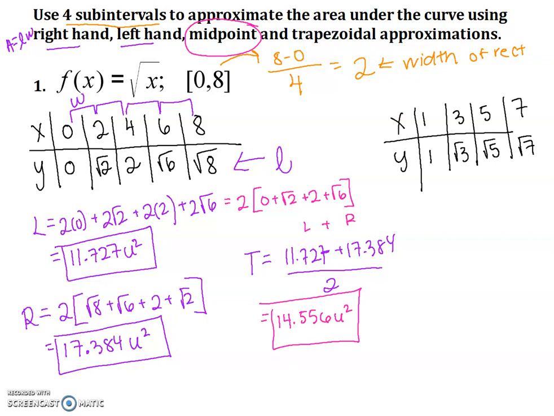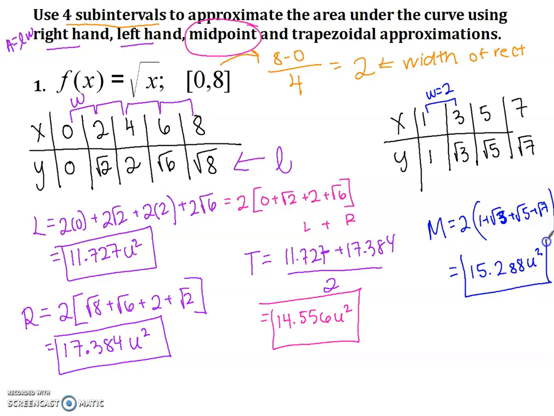So to find the area for the midpoint, these are all the midpoints. These are the 4 numbers that are the midpoints between each set of numbers. So we're going to take them all, add them together. Sorry, this is square root of 3 right here. And then I'm going to take that and multiply it by the space between the x's, which is still 2. And then type that in, and you're going to get 15.288 units squared.